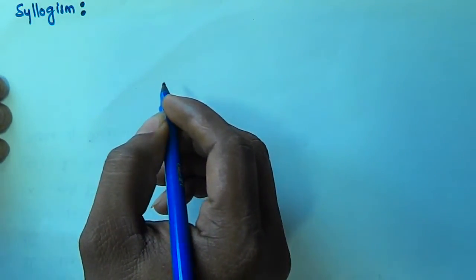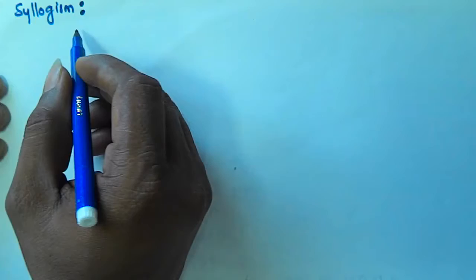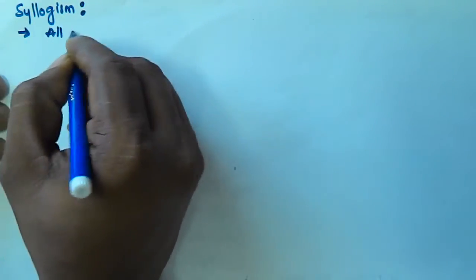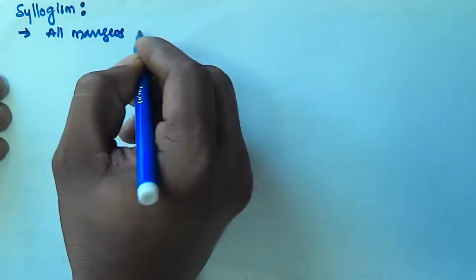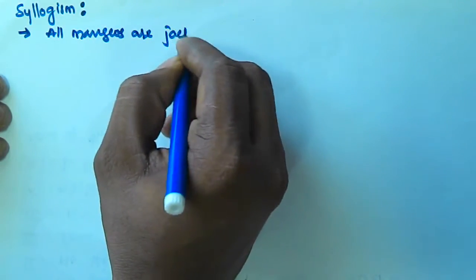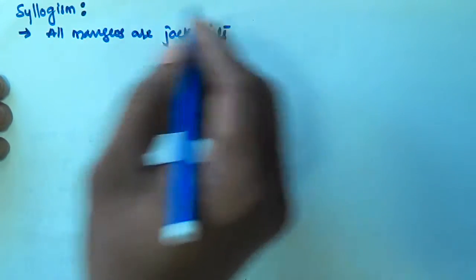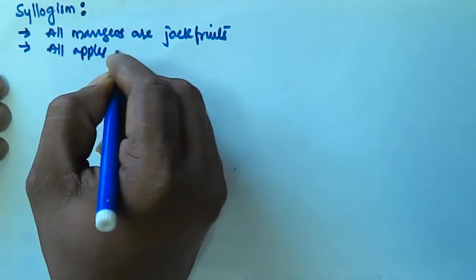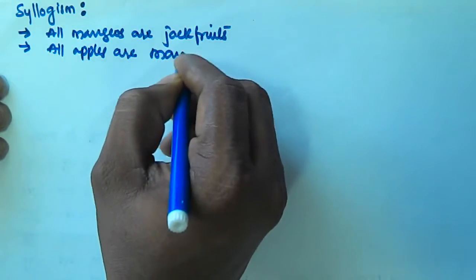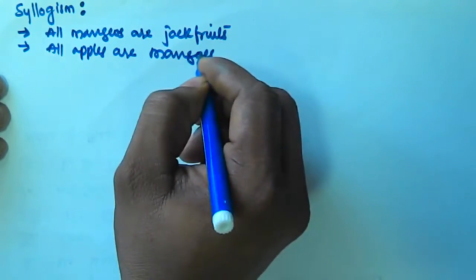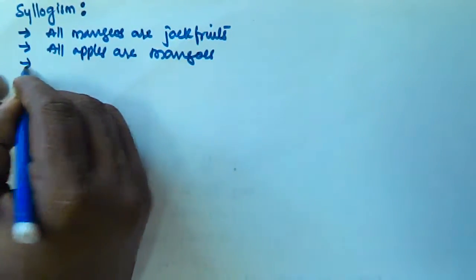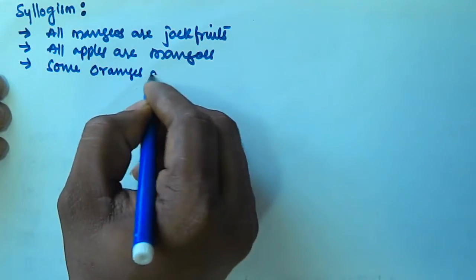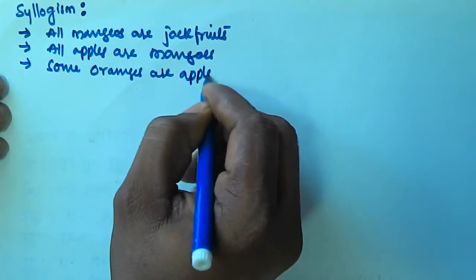Hello friends, in this video we will see another problem based on the syllogism with three statements. The first statement given is all mangoes are jackfruits. The second statement given is all apples are mangoes. And the third statement given is some oranges are apples.